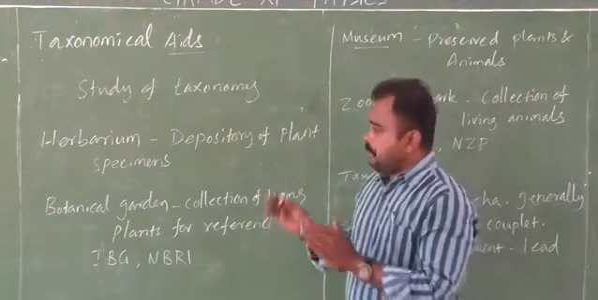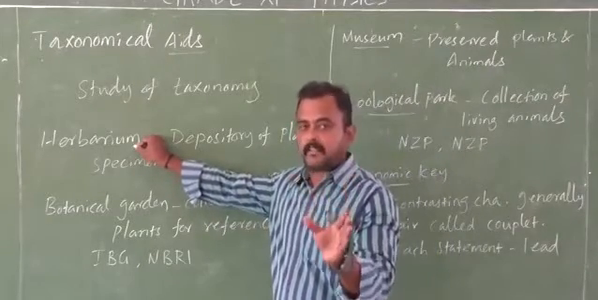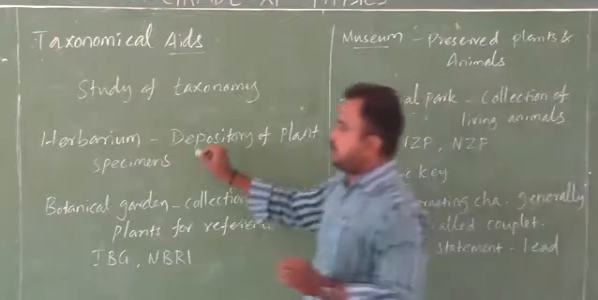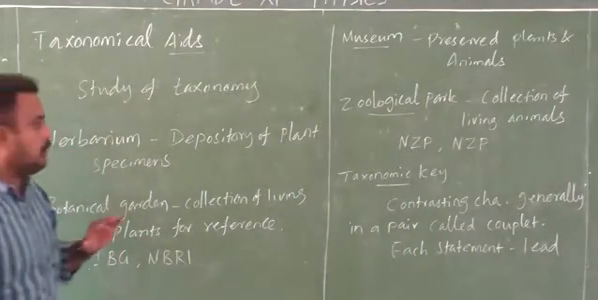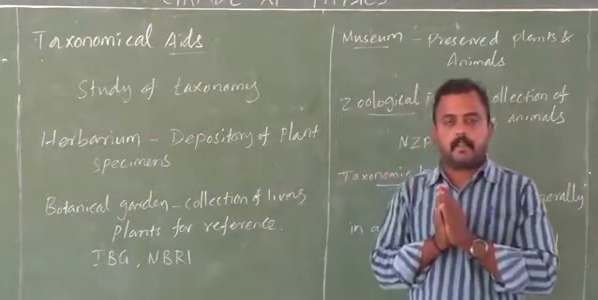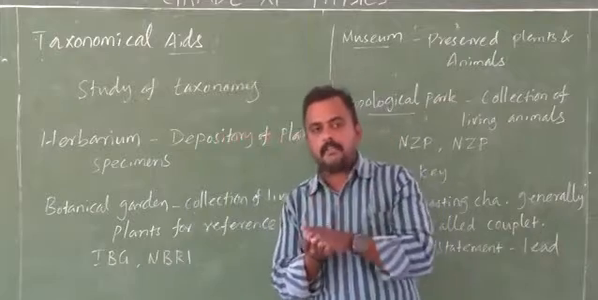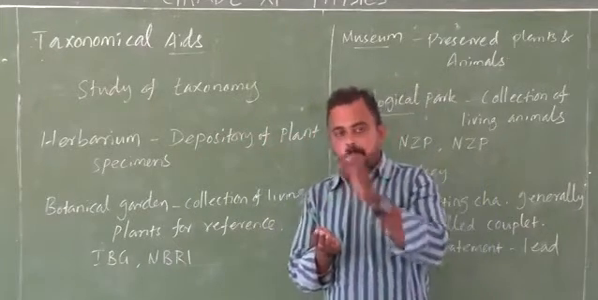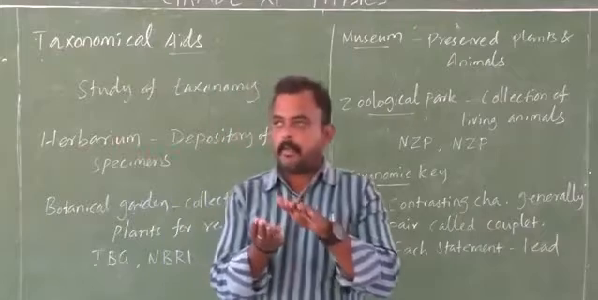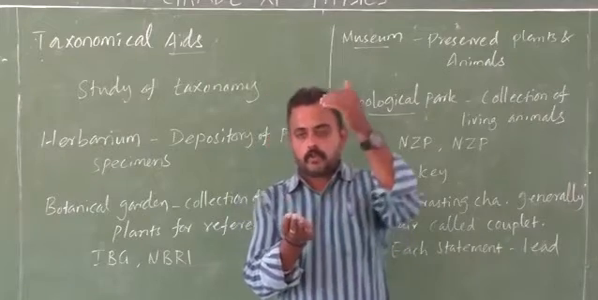Then, anything we need to study, we need an aid. Already I told that. So here I have written some aids to study taxonomy: herbarium, botanical garden, museum, zoological park, taxonomy key. First we will see about the herbarium. Herbarium is a depository of plant specimens. If you want to preserve one plant for identification, we can take the plant species and keep it on paper. First you should take paper, and on that you should keep the particular species, and after that we can keep another paper on it. So you should press it.